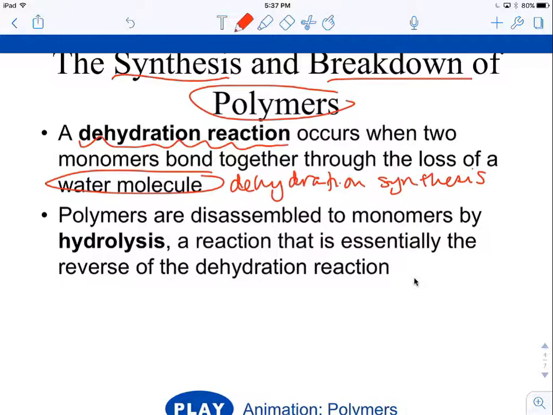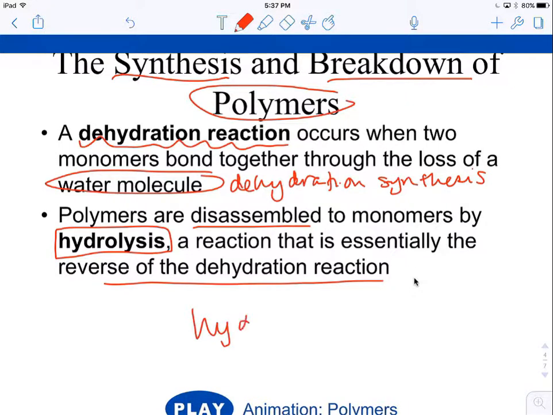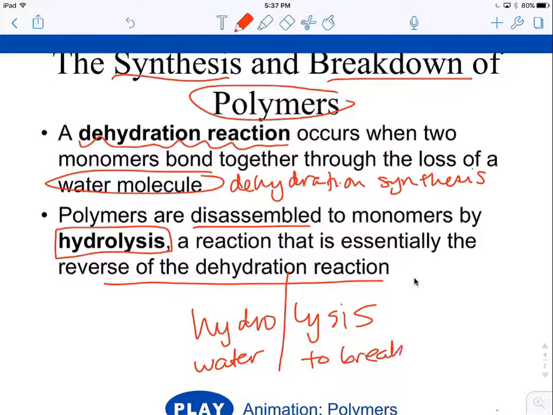Okay? Polymers are broken down or disassembled back to monomers by hydrolysis. Okay? A reaction that is essentially the reverse of dehydration synthesis. And the word hydrolysis, okay, let's break it in half. It comes from the Greek. I'm big on word etymology. Hydro means water. Pretty much all knew that. The word lysis means to break. If you lyse something, you break it. That is not how you spell break. Okay, well, we know that. Sorry. Sometimes I get a little carried away.